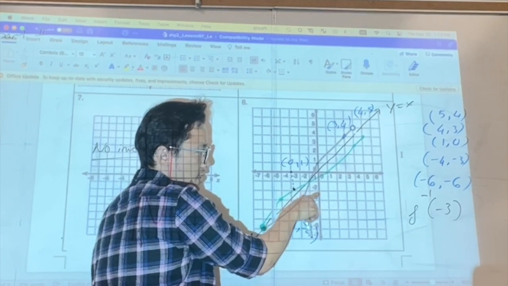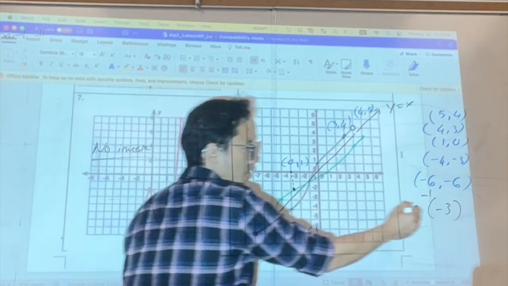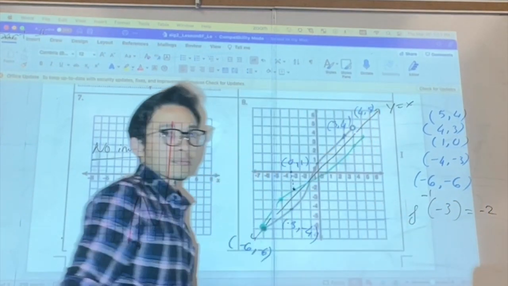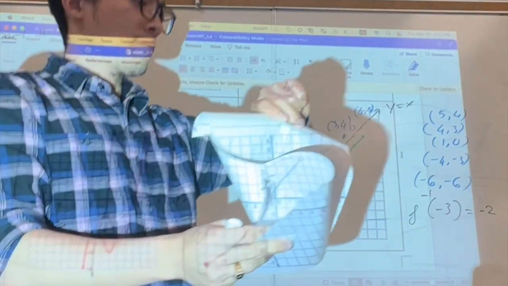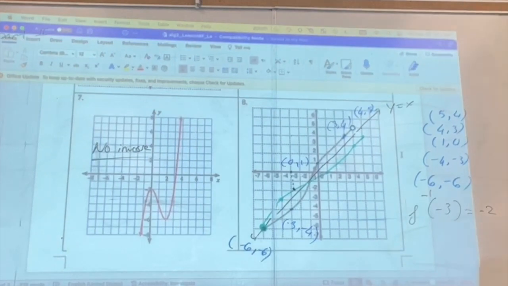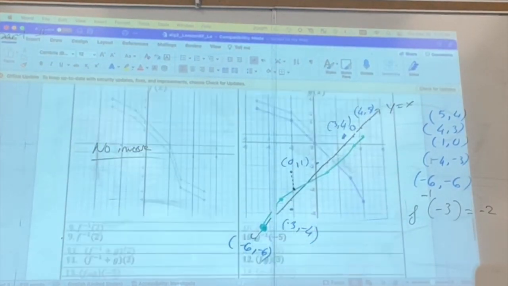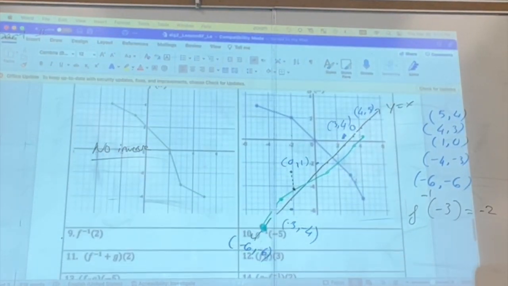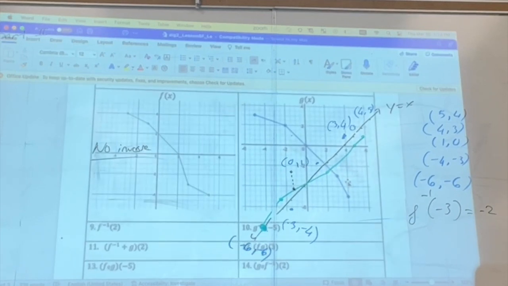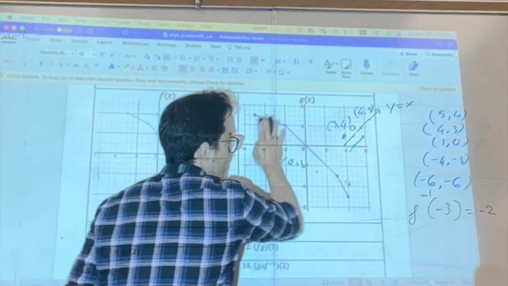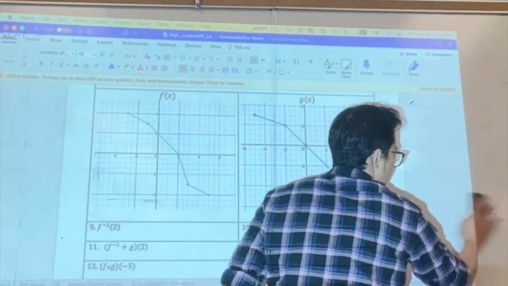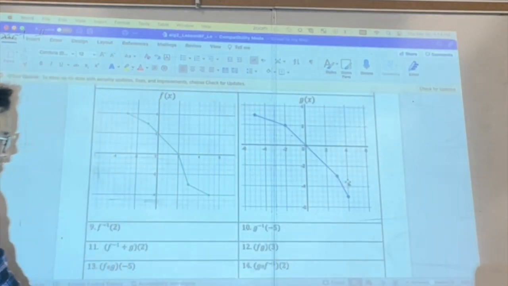Let's say this is 2, negative 2. Yeah, so this is equal to negative 2. Easy, easy. Last part. I recorded it, so if you didn't catch that, you can review it.